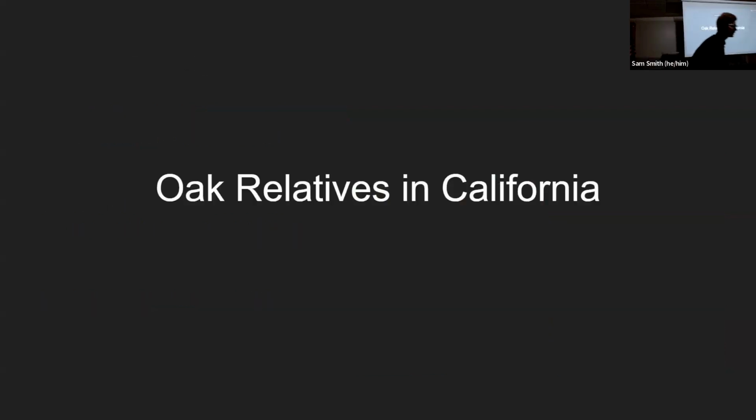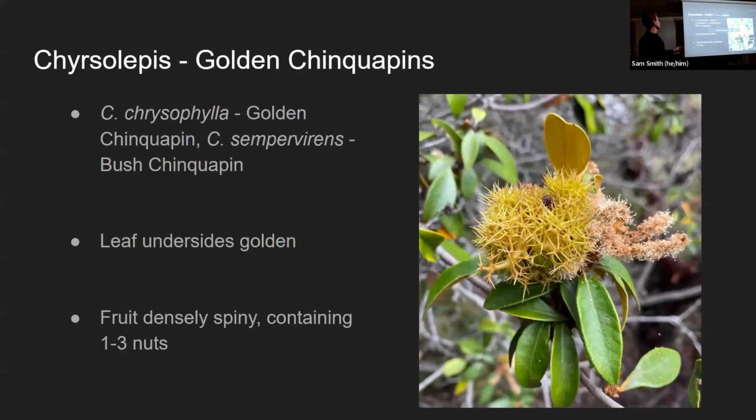And then briefly, I'll mention the oak relatives, the other members of this family, which is our golden chinkapin, Chrysolepis chrysophylla, and then there's also the bush chinkapin, Chrysolepis sempervirens. They also have that underside of the leaf being golden, but then they have this densely spiny fruit that contains a couple of nuts on the inside. So the fruit really separates it. They also, just like the other one I'm about to share, they have more insect pollinated flowers rather than the wind pollinated flowers of oak trees.